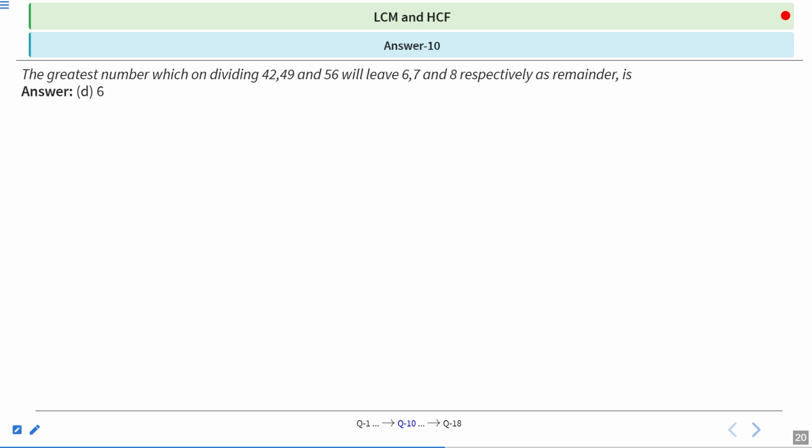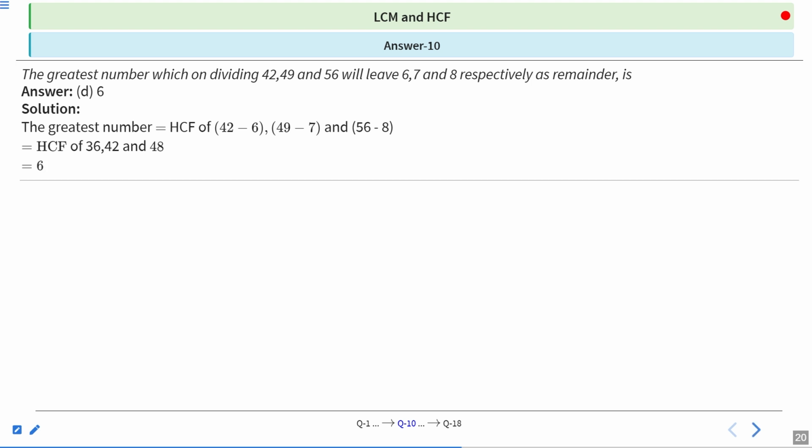The correct answer is option D 6. Now let's have a look at the solution of this question. So that greatest number should be the HCF of the differences of two numbers taken at a time. Here it should be the HCF of 42 minus 6, 49 minus 7 and 56 minus 8. So that means we have to find the HCF of 36, 42 and 48, and that is 6. So option D 6 is the correct answer.